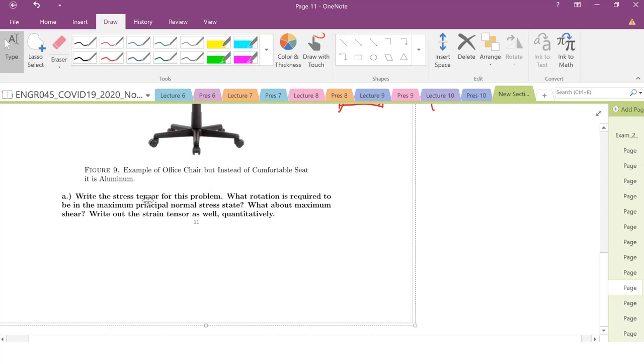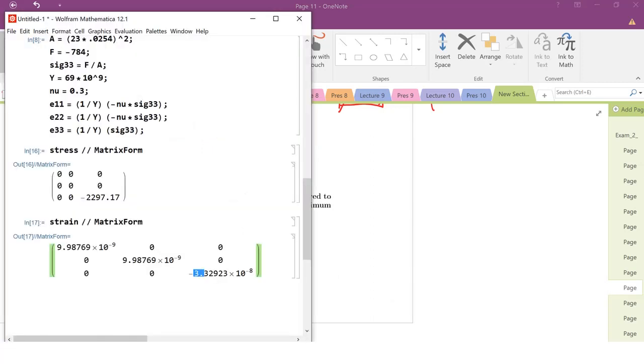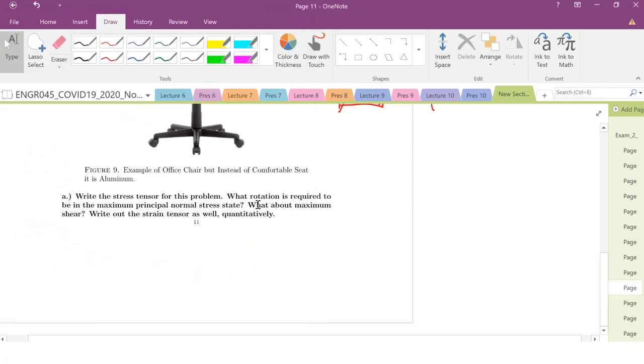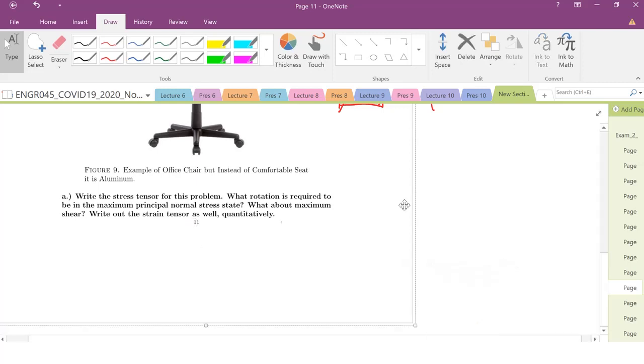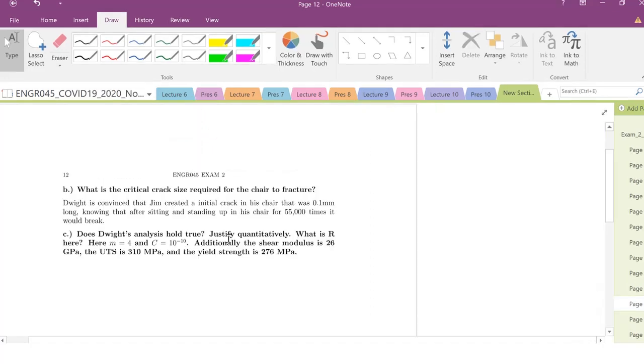So now we're asked, what is the rotation required to be in the maximum principal normal stress state? Well, looking here, we're already in the maximum normal stress state. We only have normal stress contributions. What about maximum shear? If we're already in the principal normal stress state, we need to rotate a theta of 45, or 2 theta of 90, either clockwise or counterclockwise. So, yep, we've answered that problem.